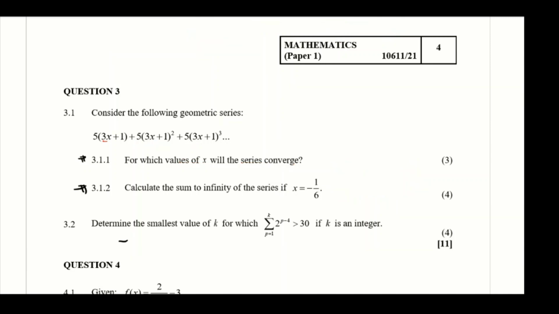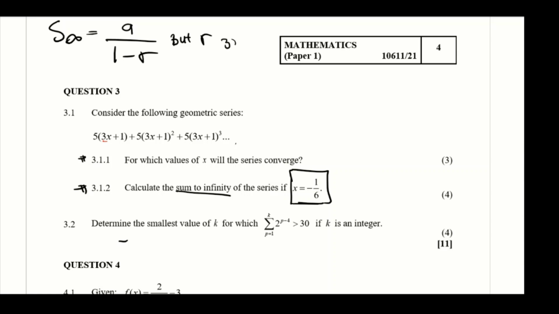So now 3.1.2, we want to calculate the sum to infinity of the series if x is equal to -1 over 6. We know the sum to infinity equation: it's a over 1 minus r, right? But we know our r. The r that we found in 3.1.1 is 3x plus 1. So it's the common ratio. We calculated it, we didn't assume it from the given series. So our r is equal to 3x plus 1, and we need to find our a. Our a is the first term of the series, which is 5 into (3x plus 1).